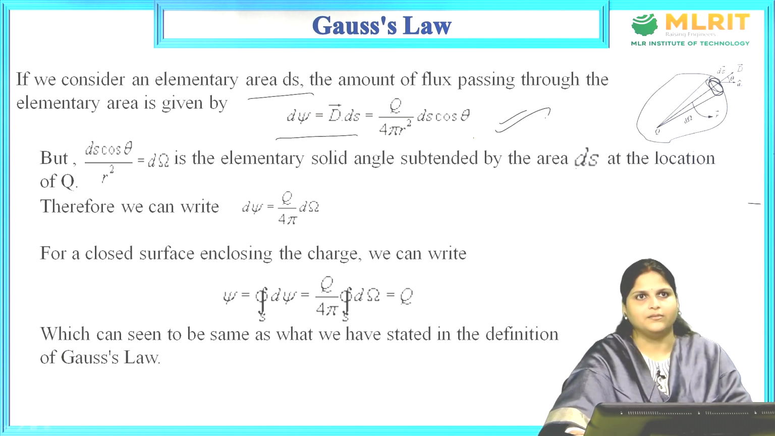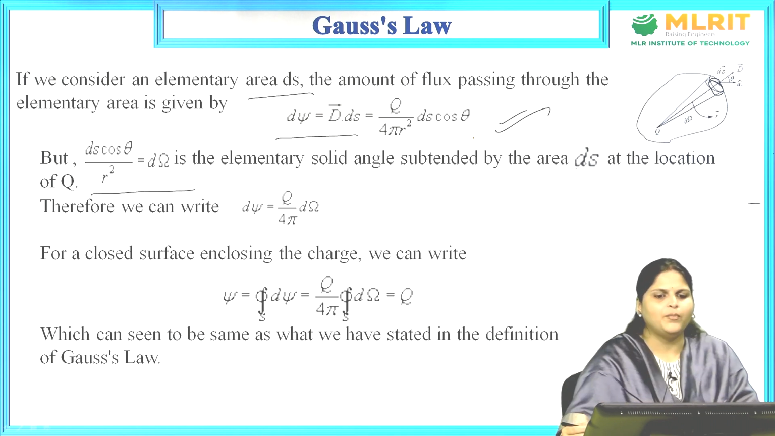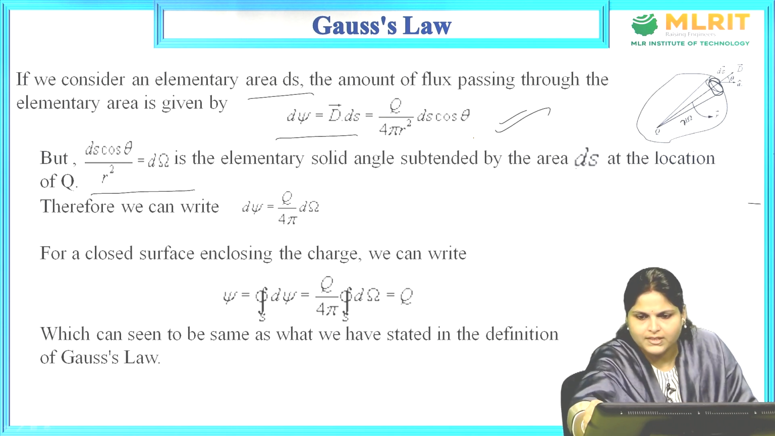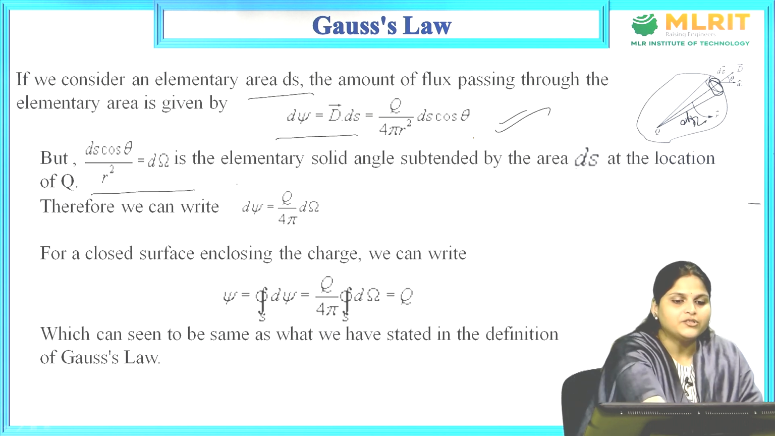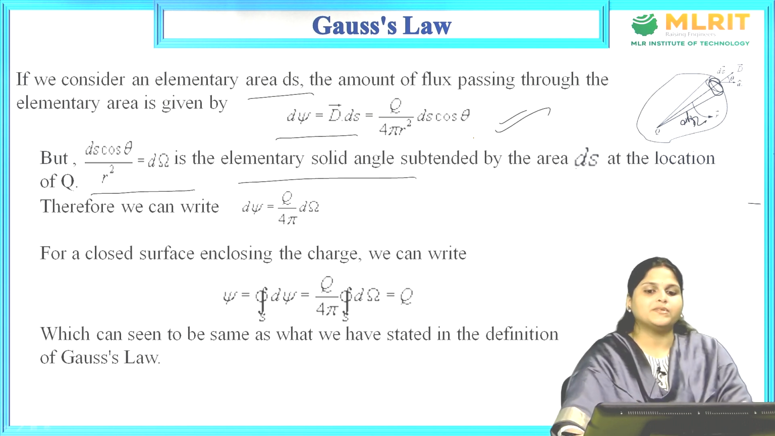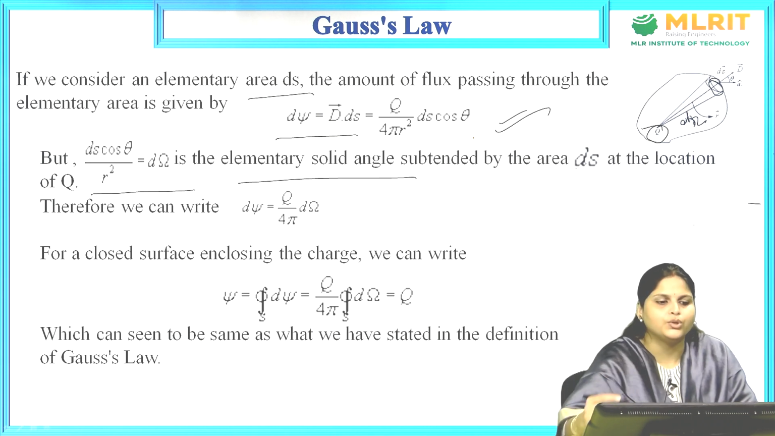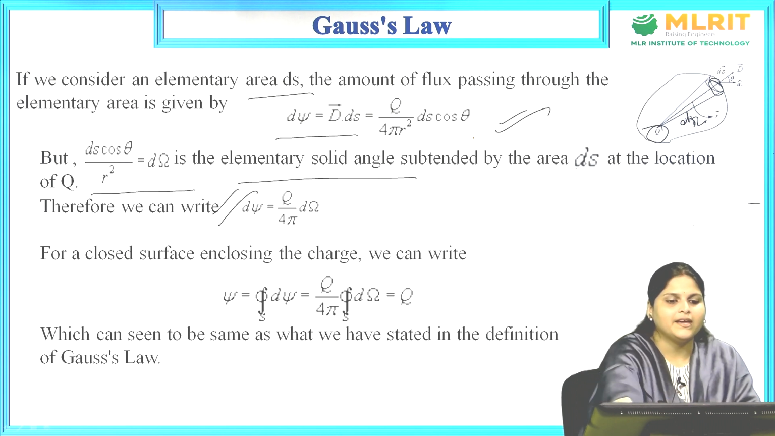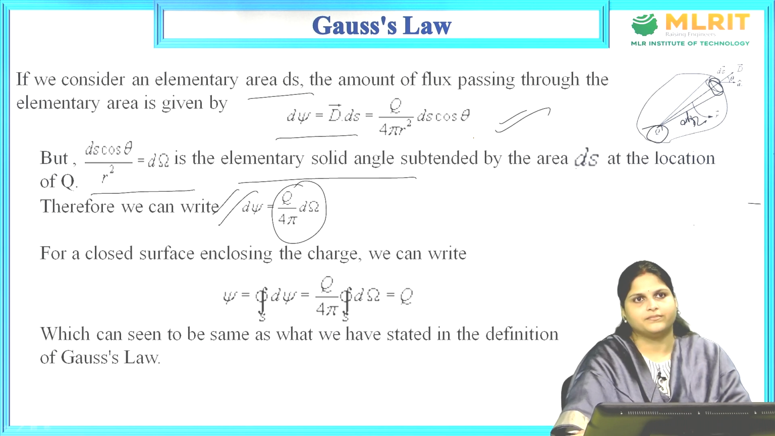cos theta. But as we know, this dS cos theta upon r square is basically d omega, which you can see here. It is the elementary solid angle which is subtended by area dS at the location of this Q. Therefore, this d psi can be written as Q upon 4 pi d omega.